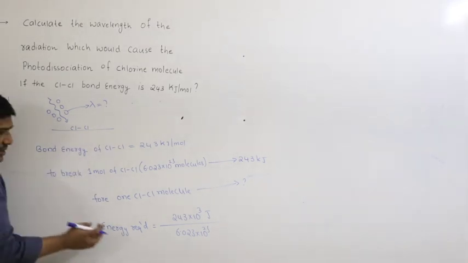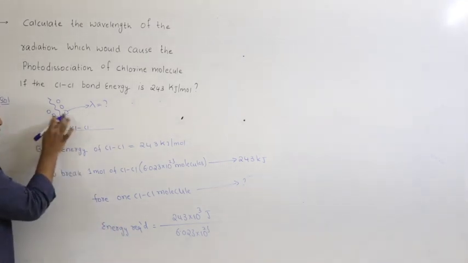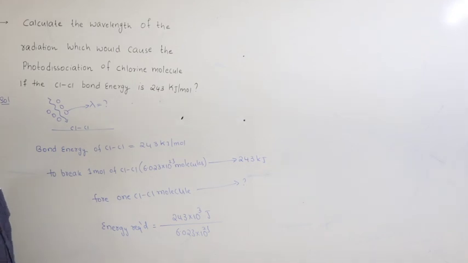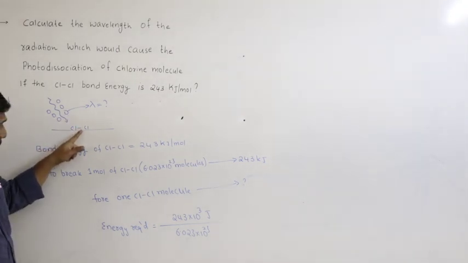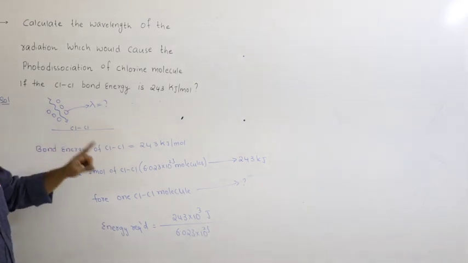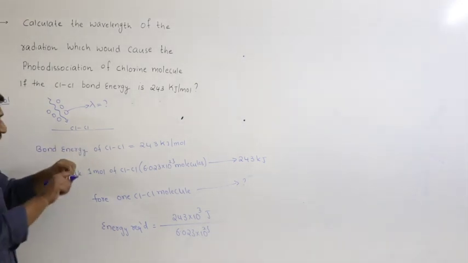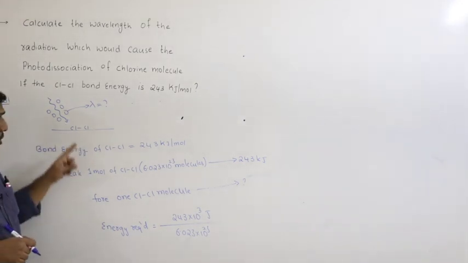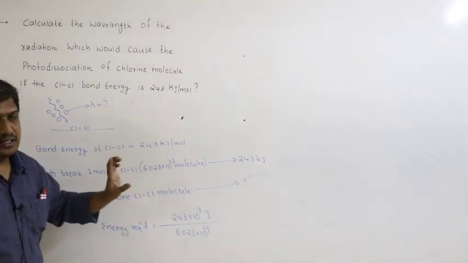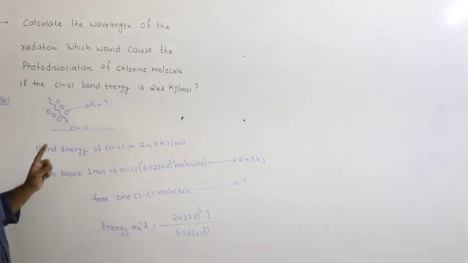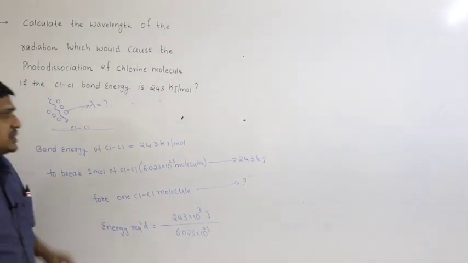So that means this much energy the one photon should contain, because one photon is absorbed by the electron in the bond and gets excited, which results in the breaking of the bond. So the photon must at least contain this much amount of energy. So this is the energy which the photon must be associated with.